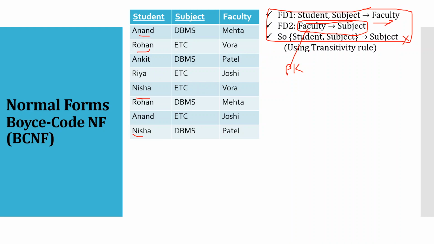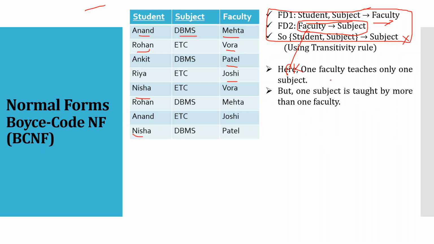So now let's see what it is actually saying. Here one faculty teaches only one subject. Yes, Mehta is teaching only DBMS. You cannot see Mehta teaching ETC somewhere, right? Similarly, Vora is teaching ETC, Patel is teaching DBMS, Joshi is teaching ETC. So there is no faculty teaching more than one subject here, right? So one faculty teaches only one subject.